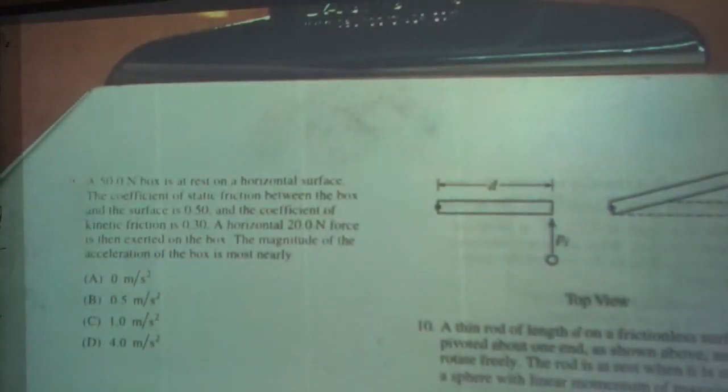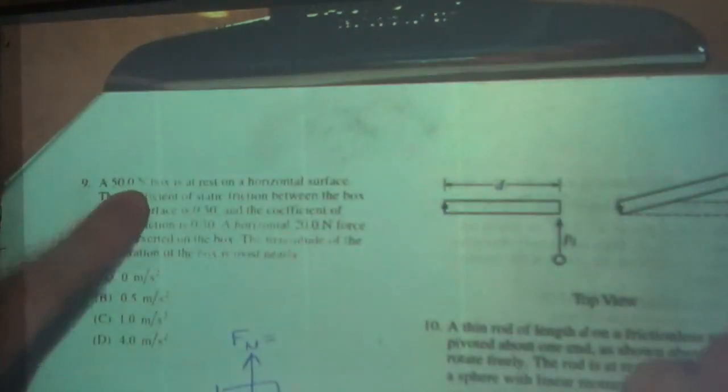A 50 Newton box is at rest on a horizontal surface. The coefficient of static friction between the box and the surface is 0.5. The coefficient of kinetic friction is 0.3. A horizontal 20 Newton force is then exerted on the box. The magnitude of the acceleration is... So, free body diagram, 50 newtons is the weight.